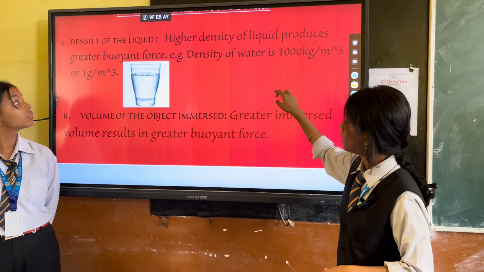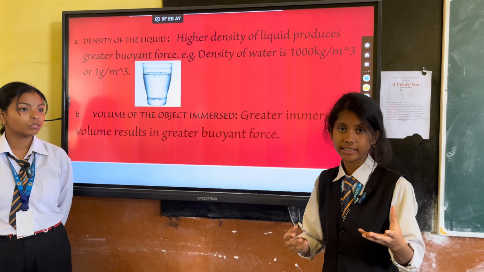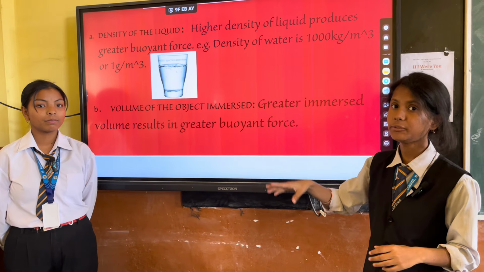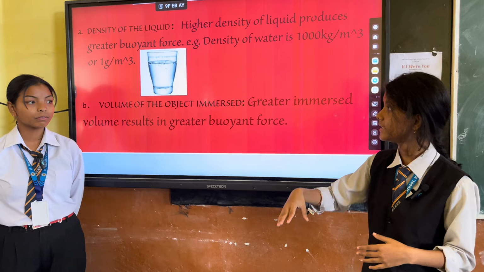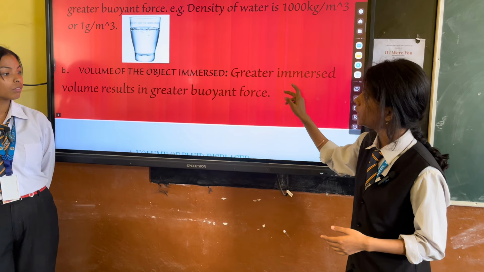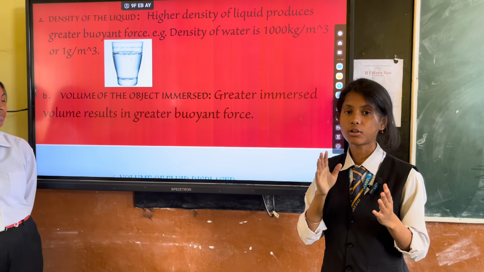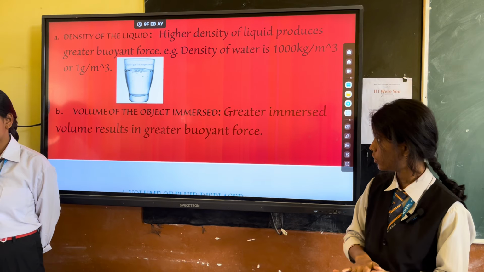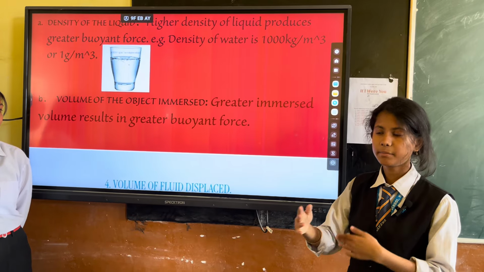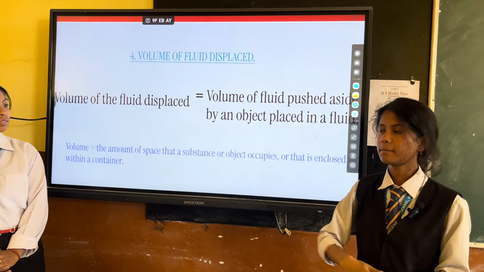This means that if a liquid is more dense, maybe honey, then the buoyant force acting on the object when immersed in honey will be much more than when the same object is immersed in a liquid like water. Second, volume of the object immersed. The object's volume also plays an important role. The higher the volume of the object, the greater the buoyant force, similar to the density of the liquid. Now the other parts will be explained by my teammates.